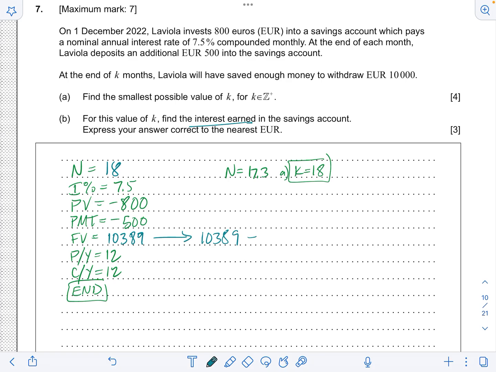So she paid into the account a payment of 800 at the beginning, plus 18 payments of $500, so 18 times 500. When you calculate that, you get 9,800, and when you subtract that from 10,389, you get 589 euros, which is the amount of interest.